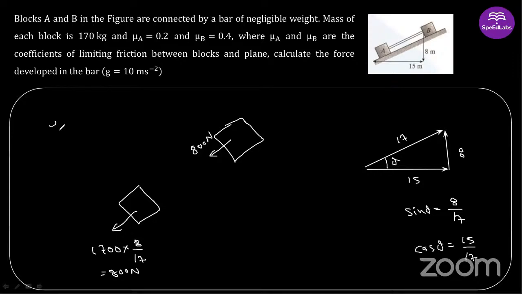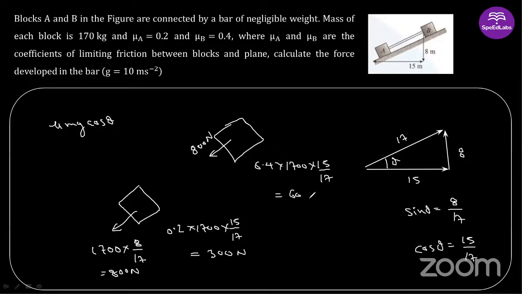I'm finding this value first, that is mu mg cos theta. So mg cos theta is normal. For the first block A, it is 0.2 mg, which is 1700 into cos theta, which is 15 by 17. So 17 cancels out. It is 15 into 0.2, that is 300 Newton. So friction which can act over here is 300. What about this? This is 0.4 into 1700 into 15 by 17. So friction which can act over here is 600, double of that.